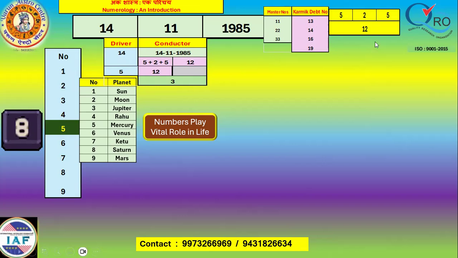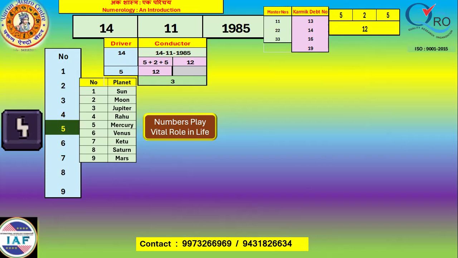And all the numbers added together, we get 12, and finally 12, when converted into a single digit, becomes 3. 11, 22, 33, when they appear in the birth chart or during calculation, show that the native has some relationship with the soul from the previous incarnation, previous life. That is why these numbers are called master numbers.